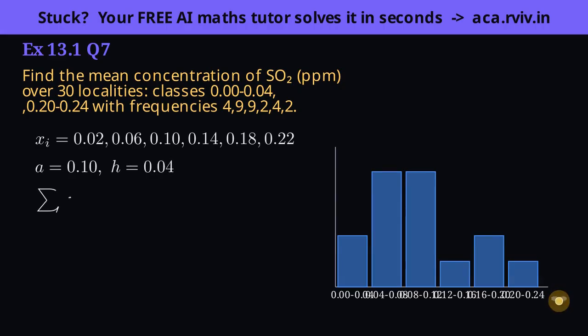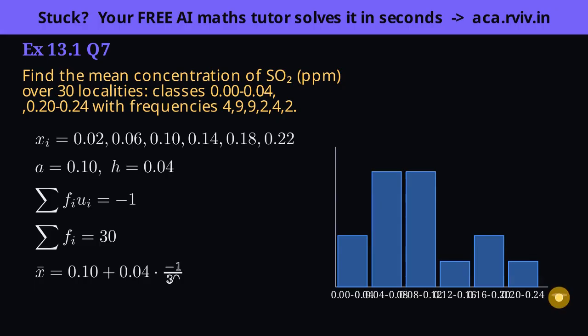Now watch the decimals vanish. Each u_i is a deviation like minus 0.08 over 0.04, which is just minus 2, a clean integer. Multiply by frequencies and add to get minus 1. Add the frequencies for the total, 30 localities. Unscale by 0.04, divide by 30, add to 0.10 a tiny correction. That correction is only about minus 0.001, so the mean concentration is roughly 0.099 parts per million.